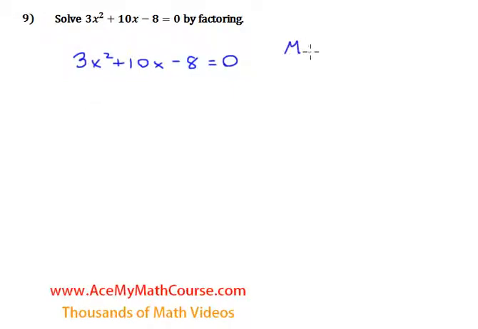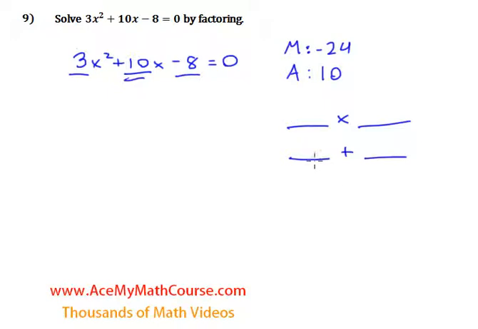Well, we're looking for two numbers that will multiply to whatever 3 and negative 8 multiply to. 3 times negative 8 is negative 24. And those same two numbers need to add up to 10. Okay, now note one thing. Because they need to multiply to a negative number, one of them needs to be positive, the other one needs to be negative. And they need to add up to 10.